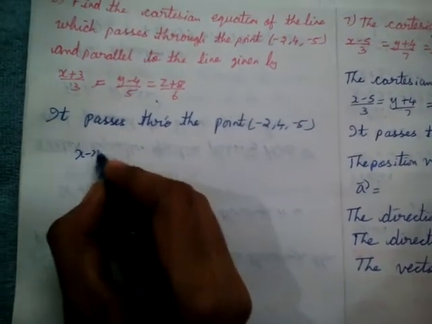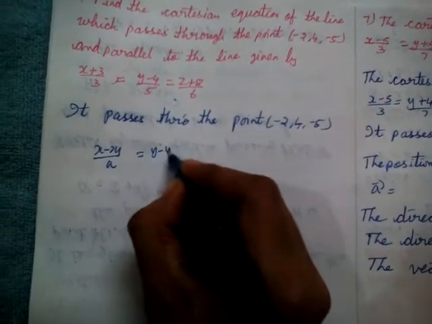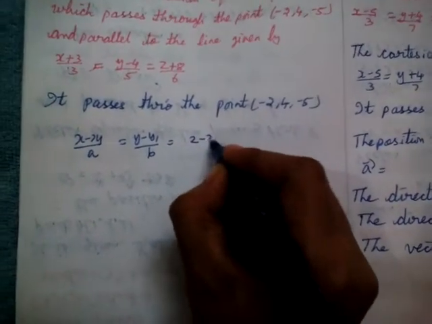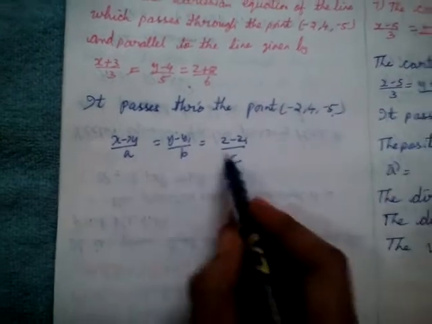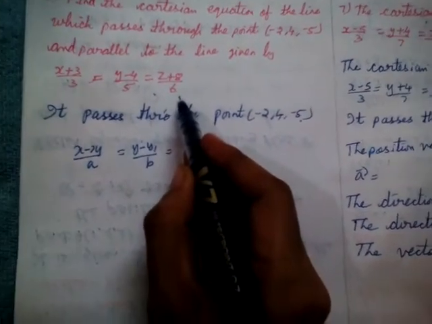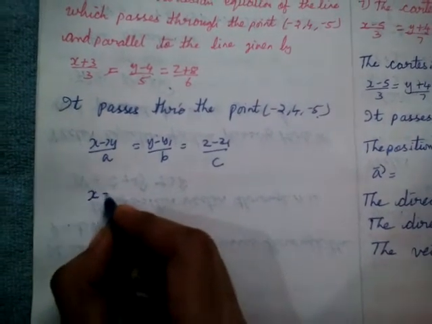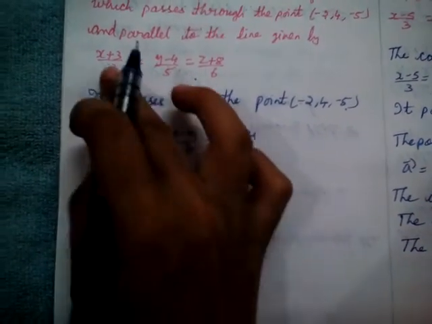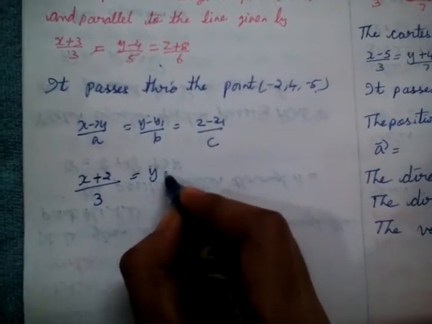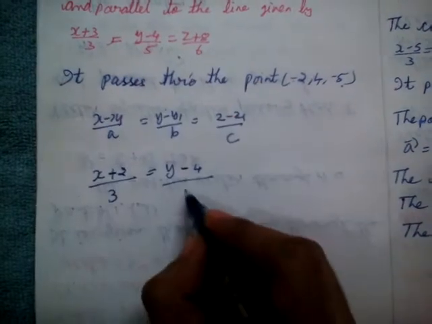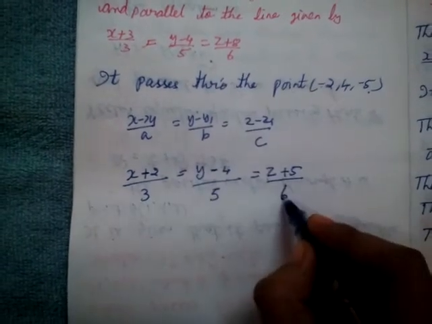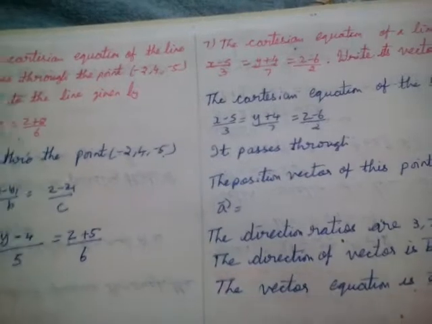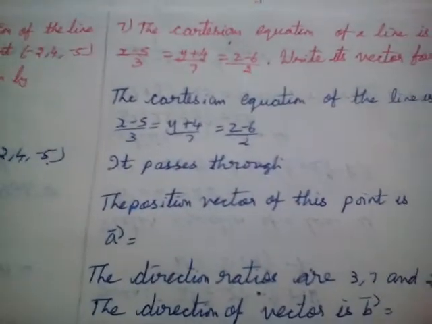You know the Cartesian equation is given by (x minus x1) by a, which is equal to (y minus y1) by b, which is equal to (z minus z1) by c. Here x1, y1, z1 are the points through which it passes, and a, b, c are the direction ratios, which are given in this line. Therefore the equation is (x plus 2) by 3, which is equal to (y minus 4) by 5, which is equal to (z plus 5) by 6. That is all.